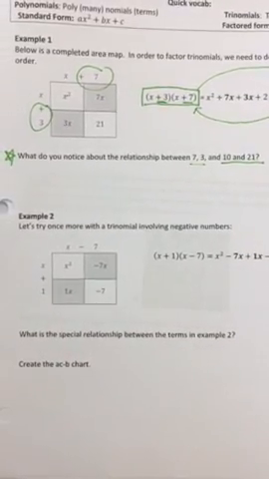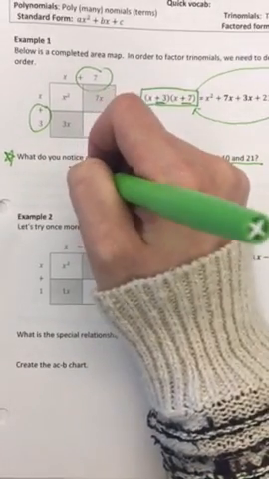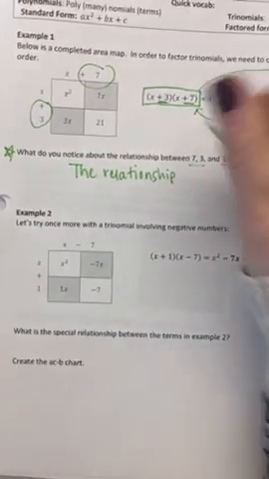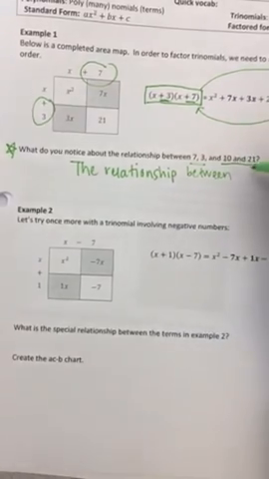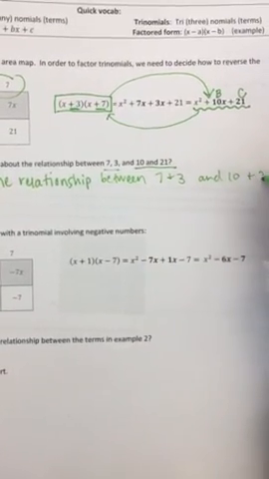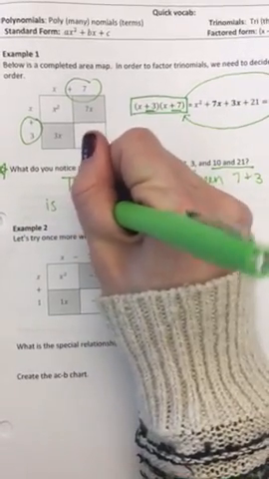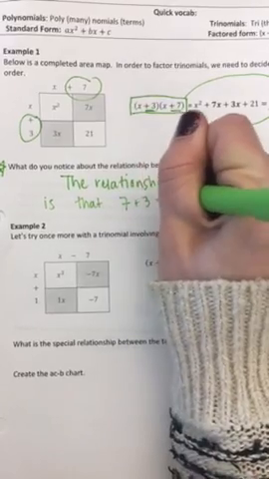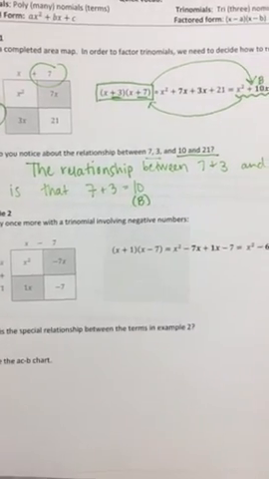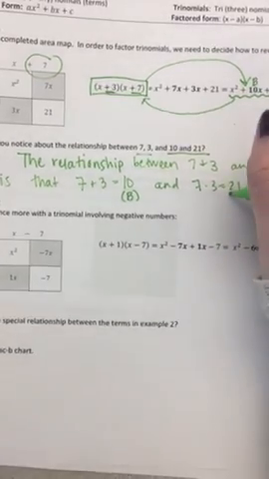So once you've gotten that, you should have complete sentences here. The relationship you should have seen, between 7 and 3 and 10 and 21, is that 7 plus 3 equals 10. You should have recognized that 7 plus 3 gets you 10, which is the B term. And 7 times 3 gives you 21, which is the C term.